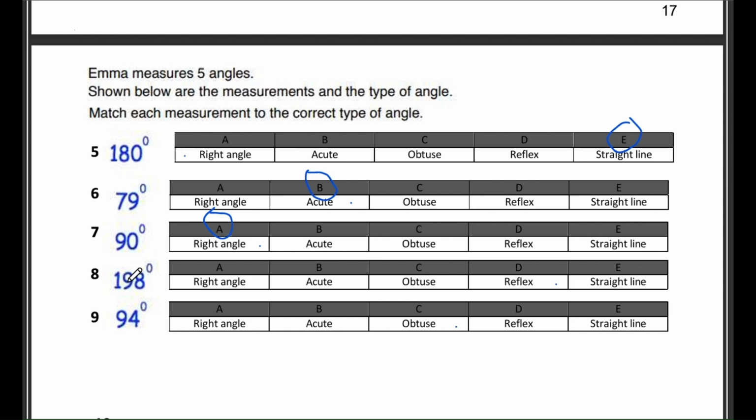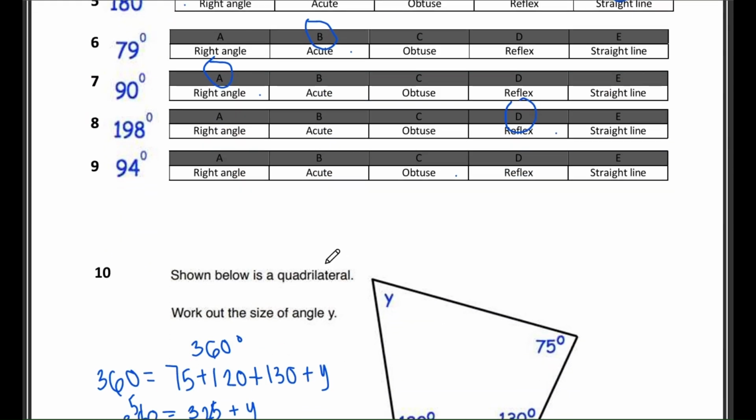Question 8 says, Emma measures an angle of 198 degrees. Match it to the correct type of angle. The options are option A, right angle, option B, acute, option C, obtuse, option D, reflex, and option E, straight line. And the answer to this one is option D, reflex. A reflex angle is an angle that is more than 180 degrees, but less than 360 degrees.